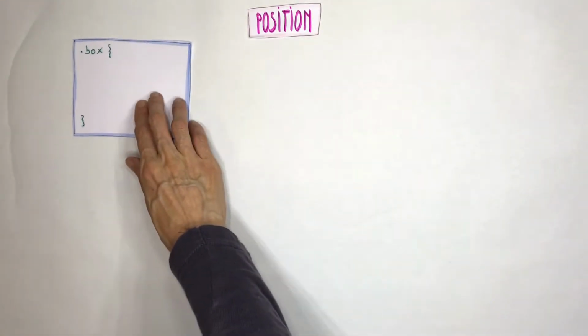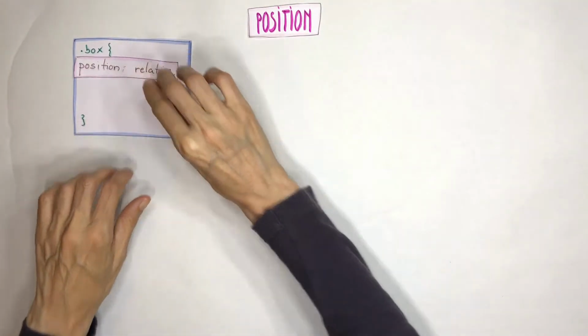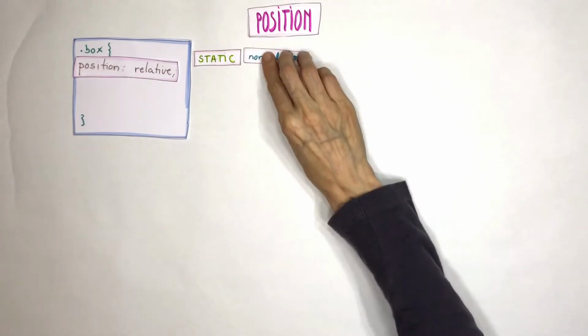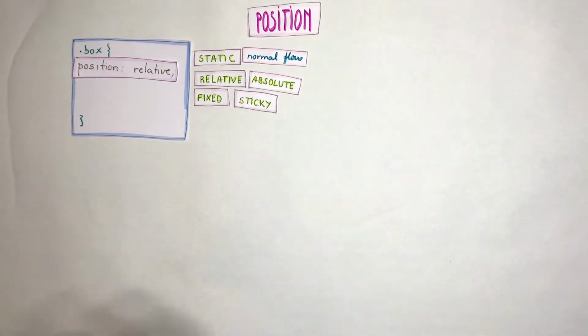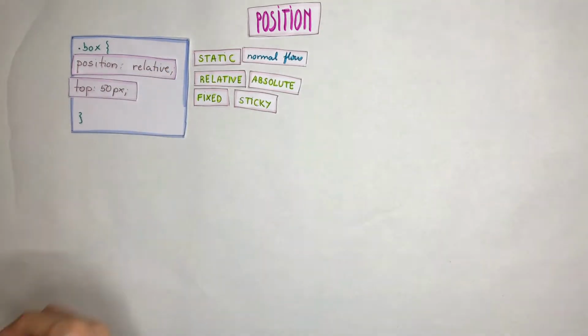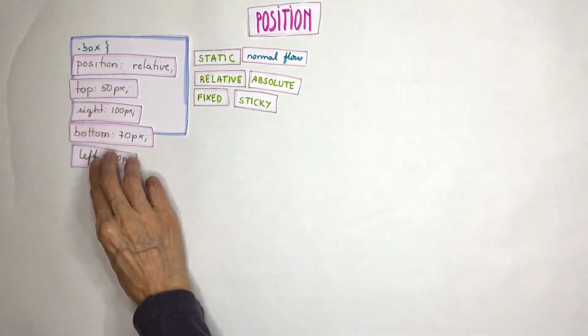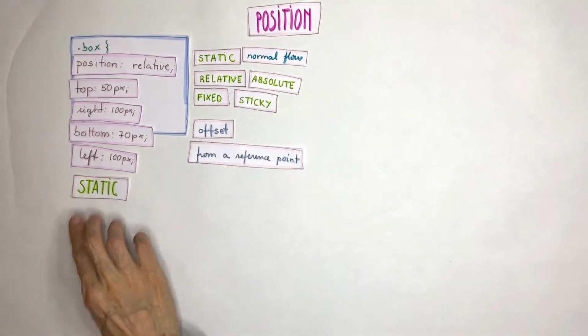In the normal flow, an element has position static, but we can modify the position of that element by modifying the values of the position property. Those values that property can get are static, which is the one for the normal flow, relative, absolute, fixed, and sticky. Besides the position property, we usually provide some offset values to specify where to place the element from a reference point. To do so, we use the properties top, right, bottom, and left, and we give to them a numeric value, usually in pixels or percentage. Let's see each one of the values for the position property.